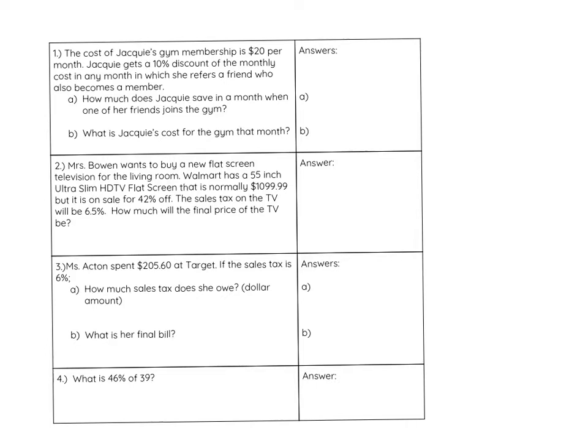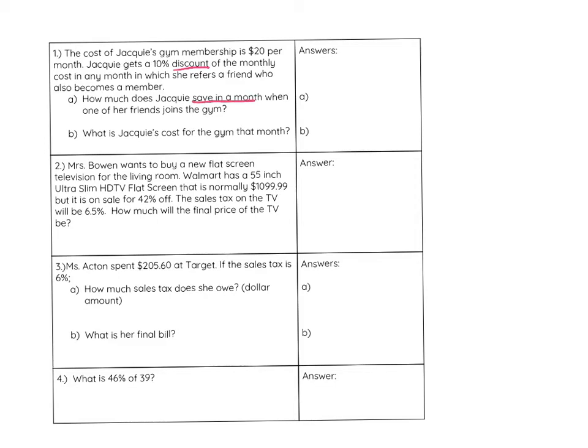So number 1, it says the cost of Jackie's gym membership is $20 per month. Jackie gets a 10% discount, so we know that's a discount, of the monthly cost in any month in which she refers a friend who also becomes a member. Part A is how much does Jackie save in a month when one of her friends joins a gym.